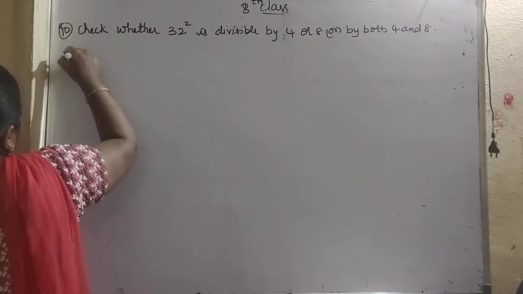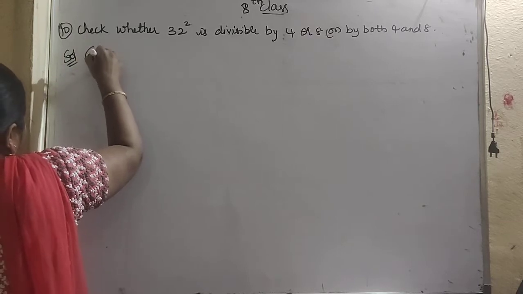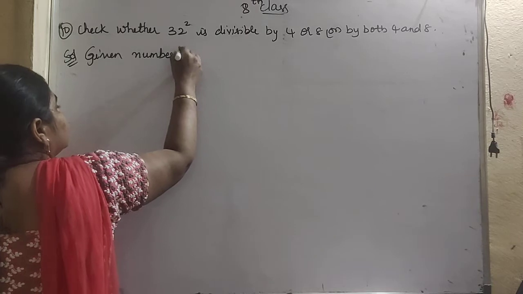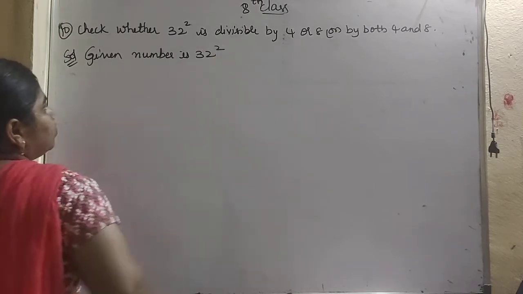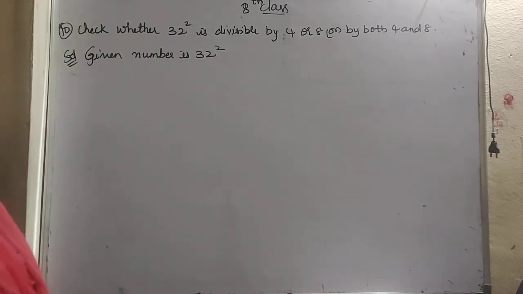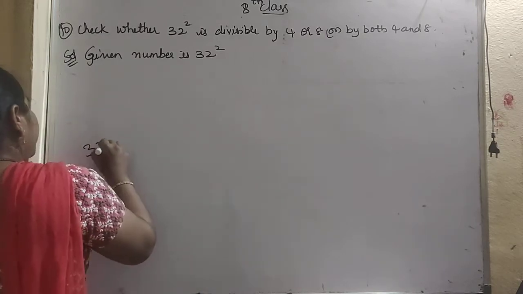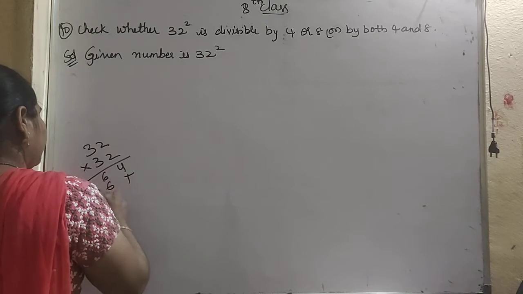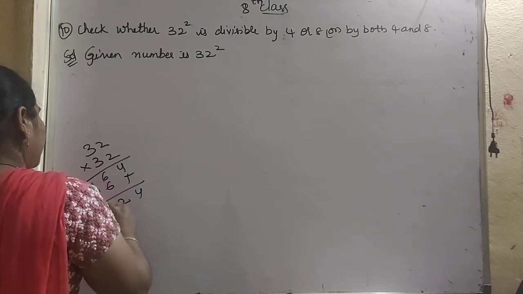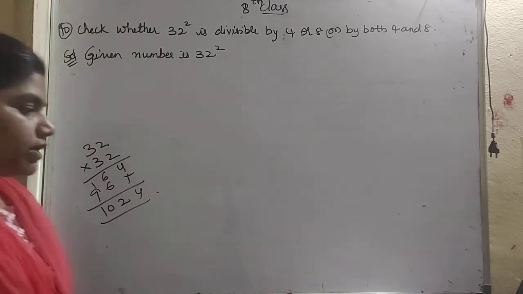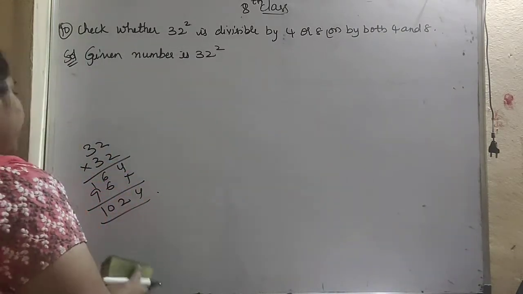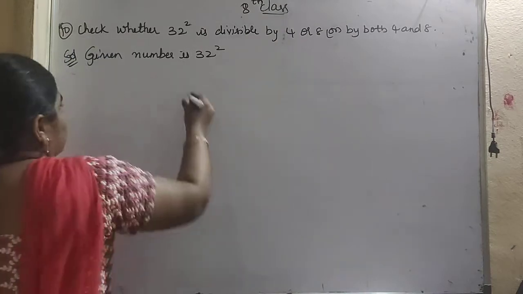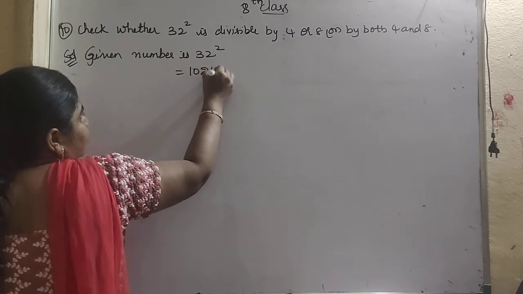So what is the given number? Given number is 32 square. 32 square is nothing but 32 we have to multiply 2 times. So 32 into 32 will be 1024. So 1024 is divisible by 4 or 8 we have to check. So this is equals to 1024.